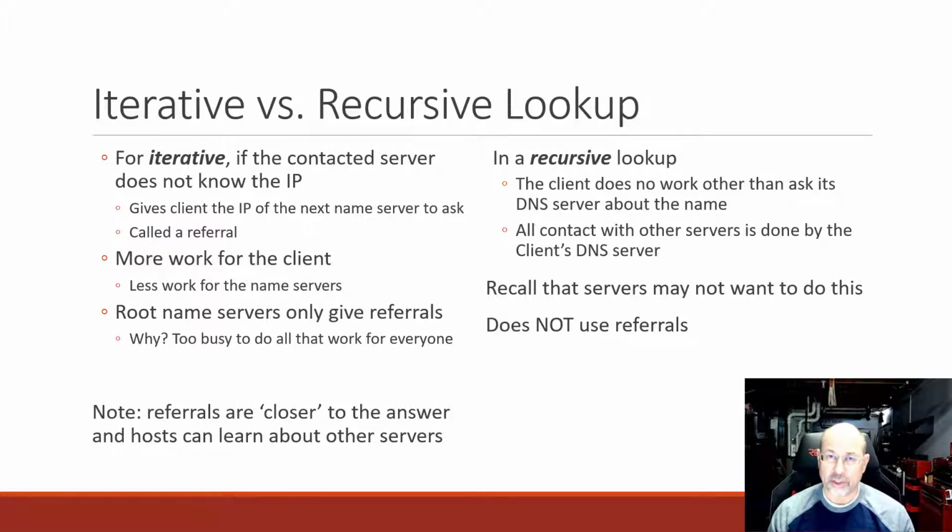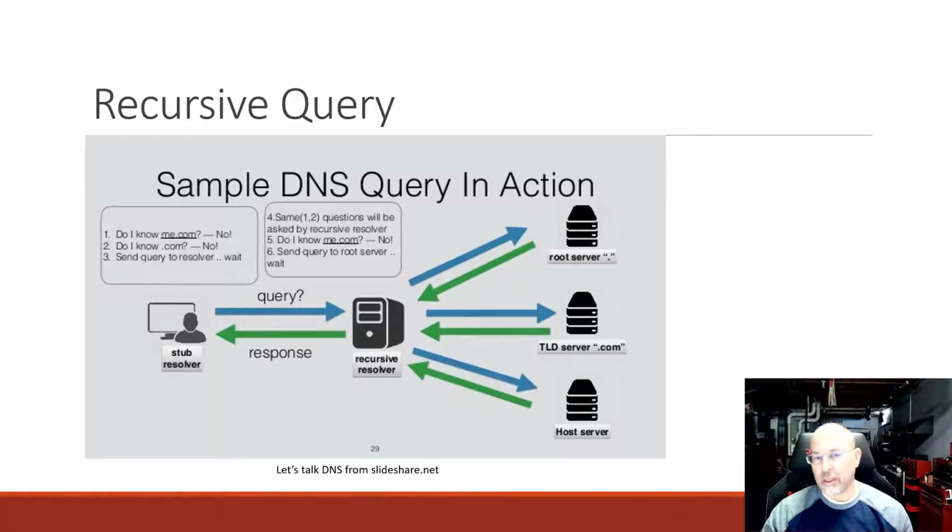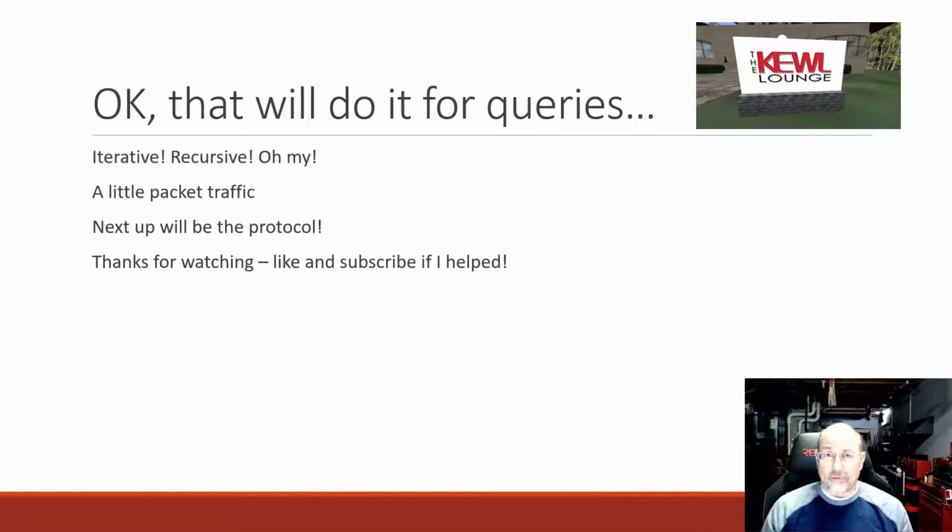So there's an additional term. When you're doing recursion and the answers are coming back or the servers are figuring it out, they're handling it. If they're not going to handle it for you, they'll give you a referral. And here's just another way to look at what a recursive query looks like. The resolver says, do you have the answer for me? And what happens is we go to the servers and the servers just keep bouncing back and forth with the answers that we might need. Okay, that'll about do it for queries.